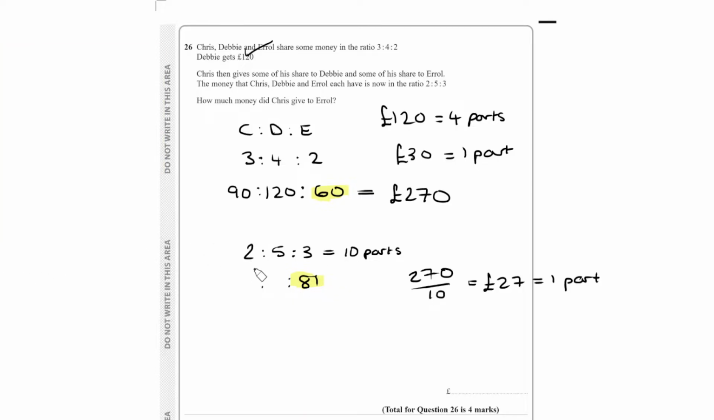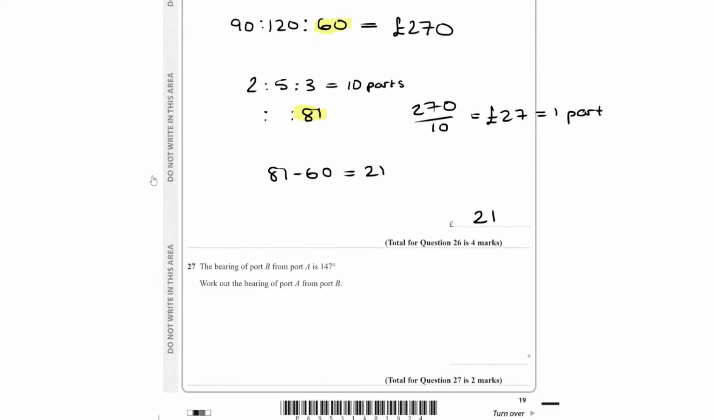Because obviously Chris gave money to Debbie and to Errol, so it wouldn't be the difference for Chris, just the one for Errol. So the difference, just writing it down, but you can kind of see what that would be, is £21. That's how much Chris gave to Errol, because Debbie didn't give any money to Errol, so it was just Chris, wasn't it? So yeah, that's quite a complicated one.